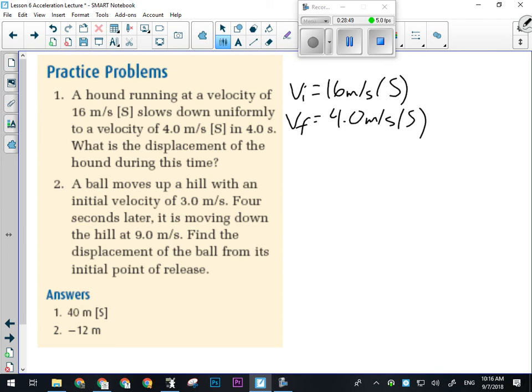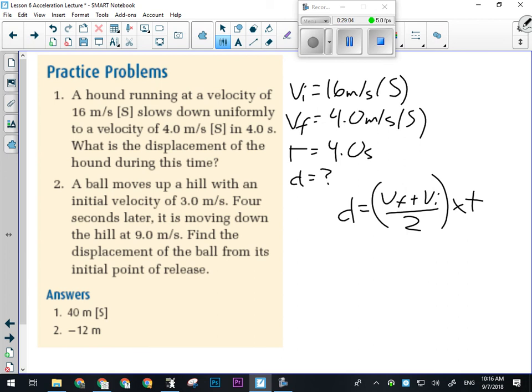And it does that in 4 seconds. Okay, we are looking for the displacement of the hound during that time. So D equals (VF plus VI) over 2 times T. That's the only formula that we have enough information to use. So we will just plug in the numbers because it already solves for what we're looking for.